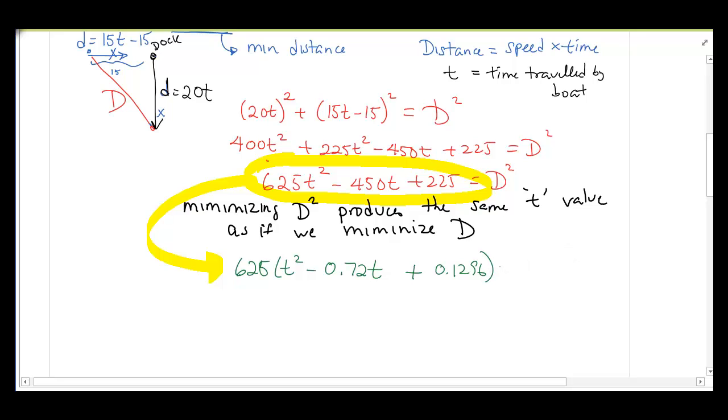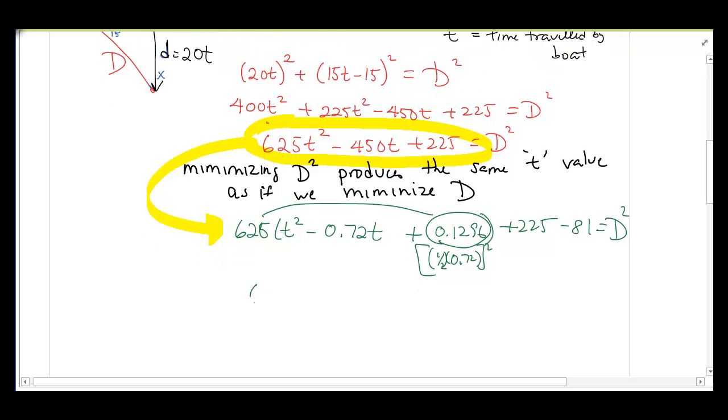Oh no, what am I doing? I've already completed the square, right? Yeah, so 225. By the way, how did I get this? That's half of the 0.72, and then, of course, squaring the result. Don't forget, you multiply that by 625, so you have to subtract it out. Okay. And lo and behold, after completing the square, you'll get 625 times t minus 0.36, all squared, and then this combines to get you 144. And that equals d squared.